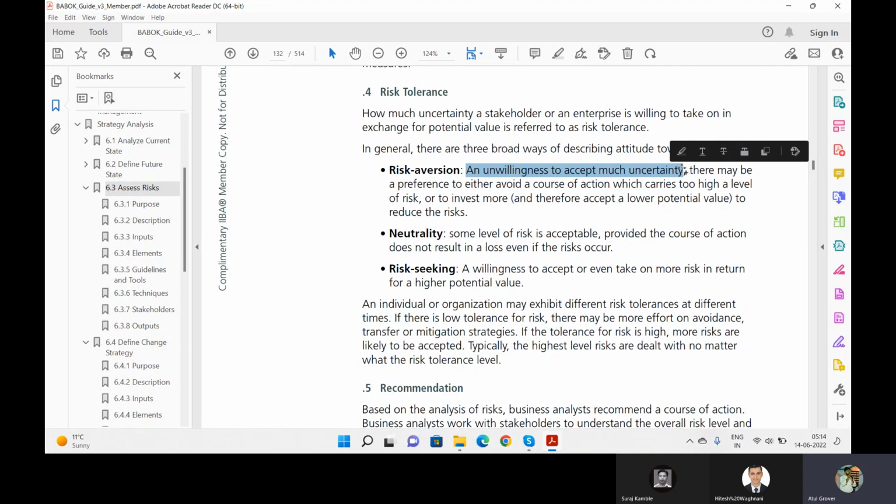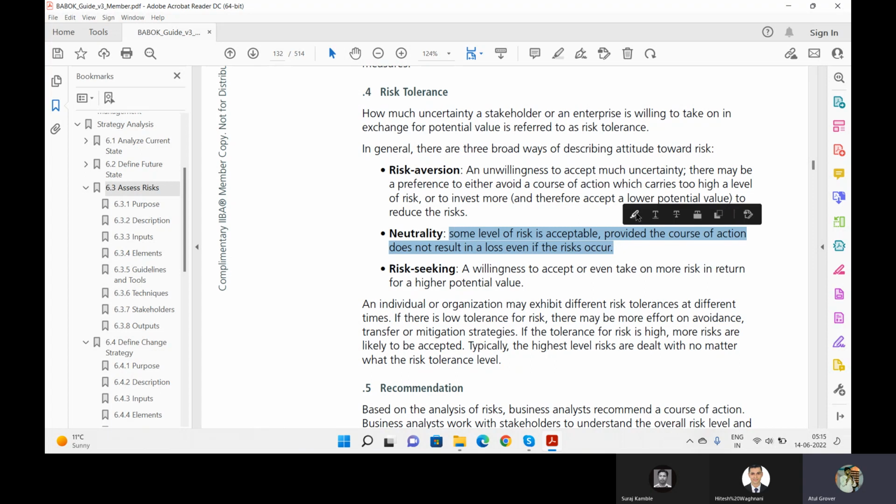आप कुछ नहीं कर सकते, बट आपको एक्सेप्ट करना पड़ेगा. अनविलिंगनेस है कि नहीं यार, अब तो हो गया, मुझे ऐसा करना ही पड़ेगा. There may be a preference to either avoid a course of action which carries too high a level of risk or to invest more. कि बस अगर ऐसा हुआ तो मैं इतना पैसा और लगा सकता हूँ इसको सही करने के लिए. Neutral: some level of risk is acceptable, provided the course of action does not result in a loss even if the risk occurs.